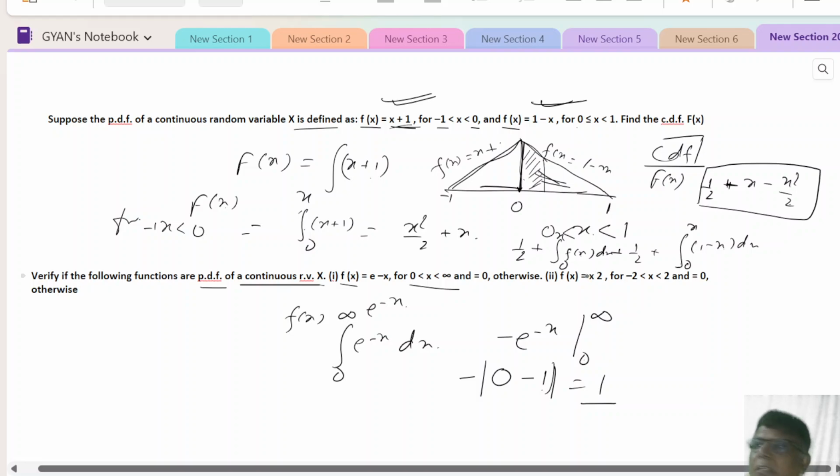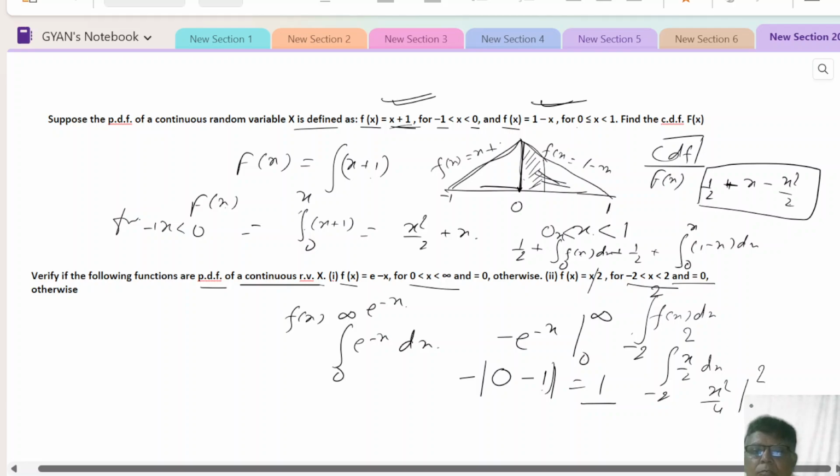Second, this is x square. The second is f(x) equal to x by 2, for x between minus 2 and 2. So for the function to be a PDF, the integral of f(x) dx from minus 2 to 2, and 0 for other intervals. So the integral from minus 2 to 2 of x by 2 dx. That means x square by 4 from minus 2 to 2.